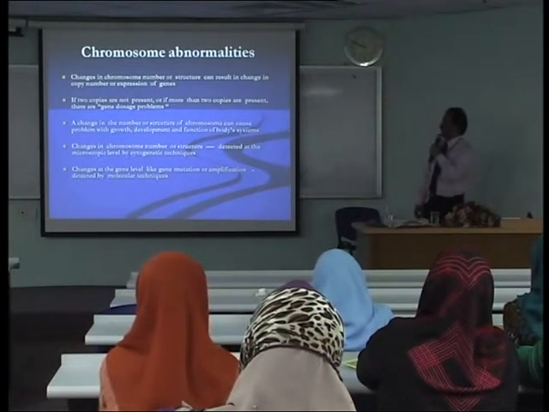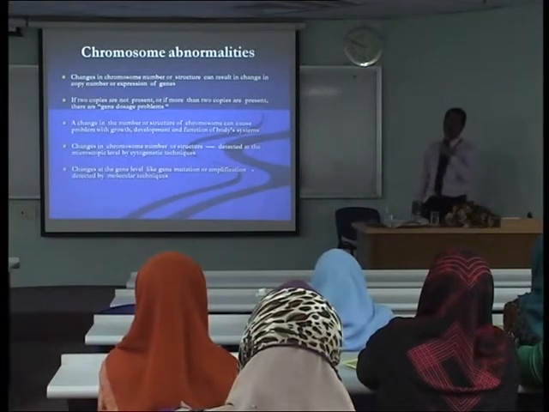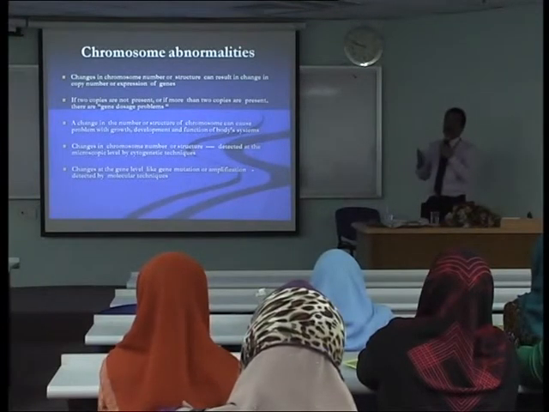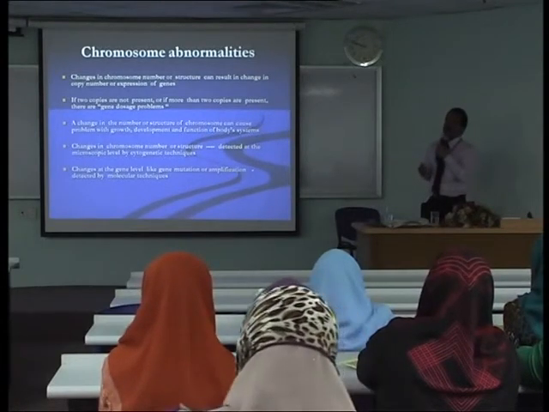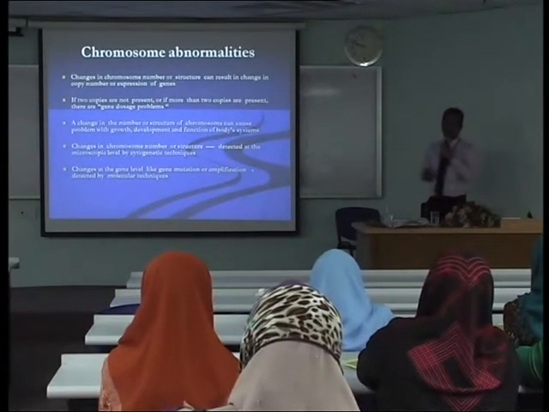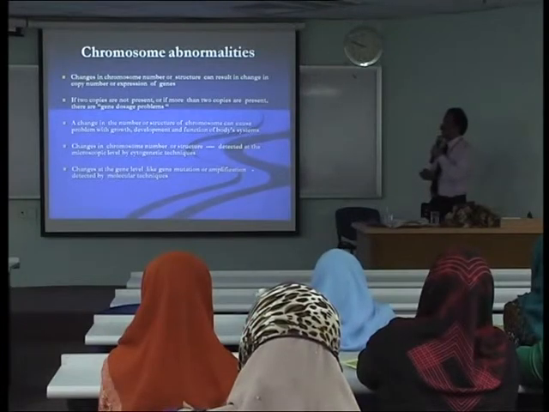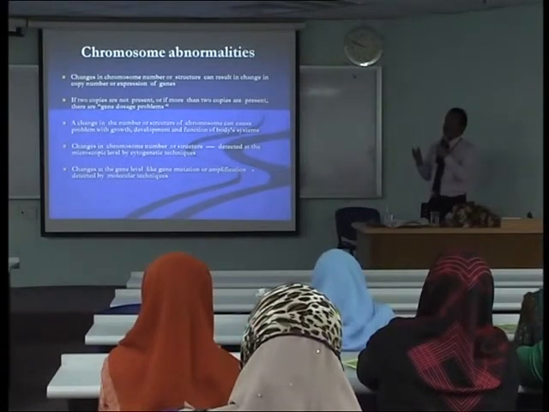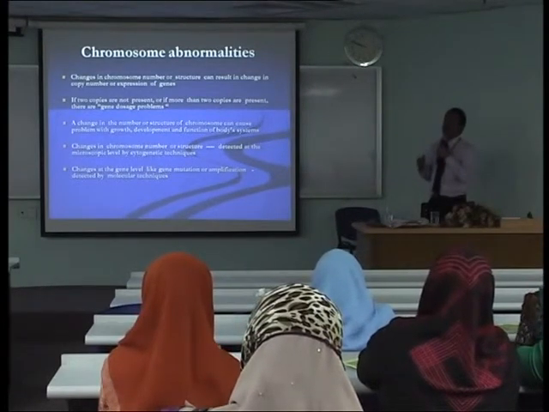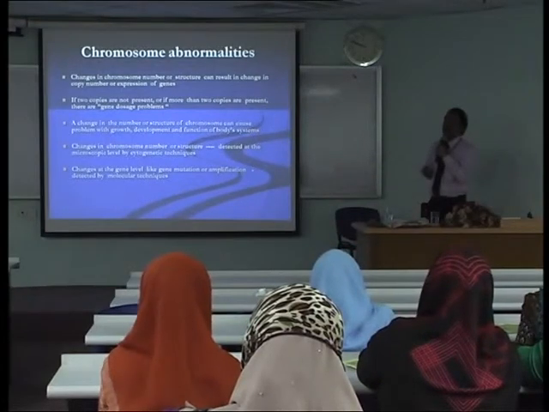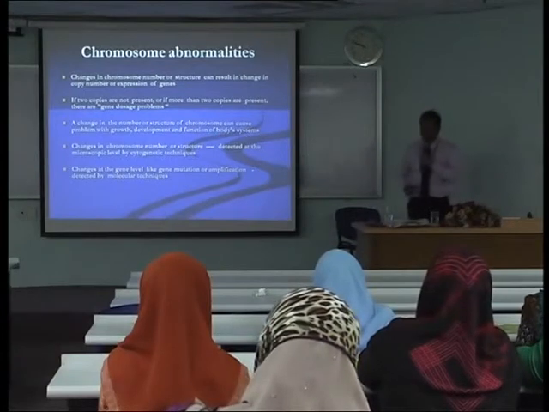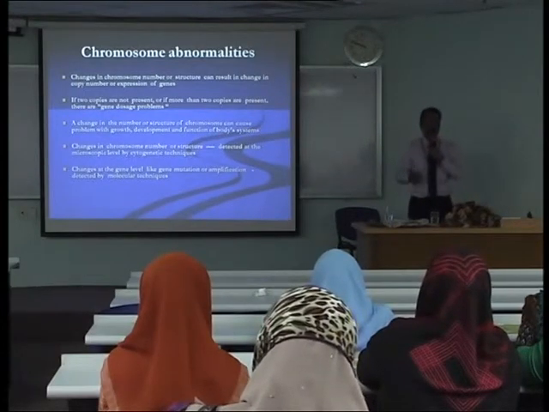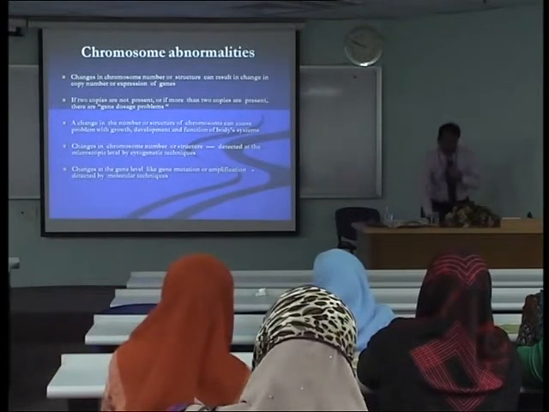Changes in structure and number are detected at the microscopic level by cytogenetic technique. So all the types of chromosome abnormalities, like the number or the structure of the chromosome, we can detect by cytogenetic analysis. That is the purpose of cytogenetic analysis. Sometimes there will be changes at the gene level that we cannot detect under the microscope. For that we have to do molecular techniques. Dr. Tego will be explaining the molecular technique in the next lecture.